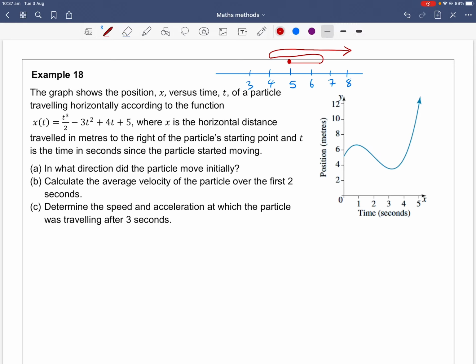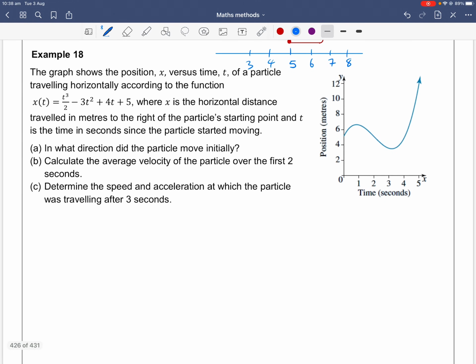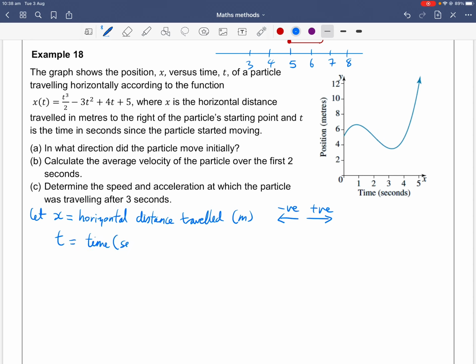So what's part A asking for? Part A asks, in what direction did the particle move initially? With this word problem, let's first define some variables. Let x equal horizontal distance traveled, measured in meters. We're also going to take moving left as negative and moving to the right as positive in this case. And then we also have t for time, which is measured in seconds.